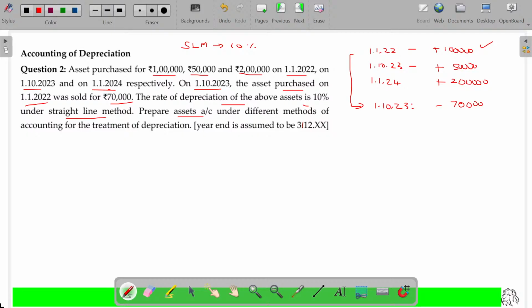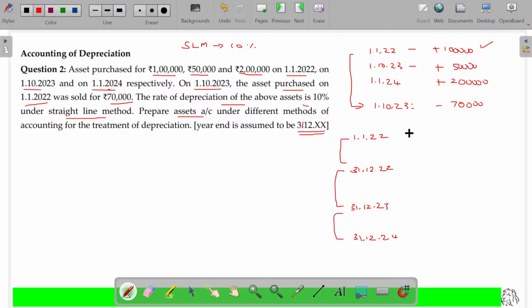Now, the year end is assumed to be on 31st December. First year starts on 1/1/22 and ends on 31st December 22. Again, the next year starts and ends on 31st December 23, and then the next ends on 31st December 24. We may prepare up to 3 years, like year 1, year 2, year 3.